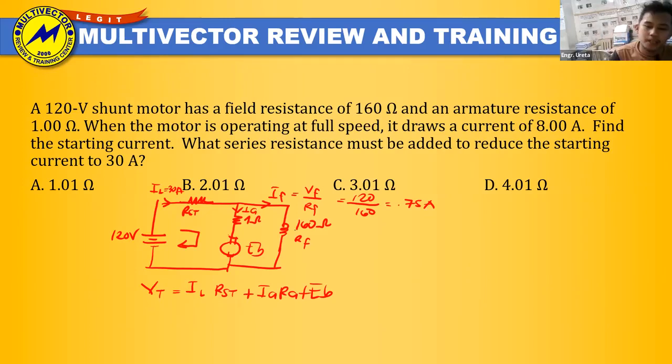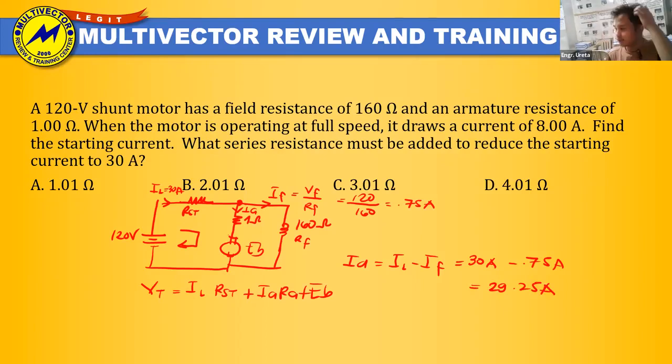Okay? So, para mahanap natin yung IA during starting is just equals to IL minus IF. Okay? KCL lang dito. So, starting current is 30 ampere minus the field current which is 0.75. Kaya yung ating starting armature current is 29.25 ampere. Okay? So, our terminal voltage, therefore, is just equals to IL, where IL is 30 ampere.